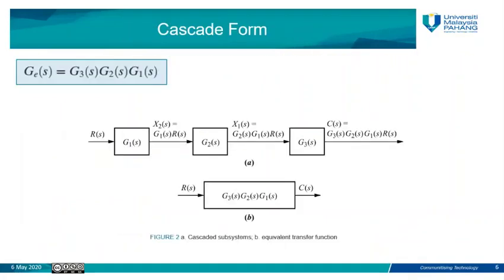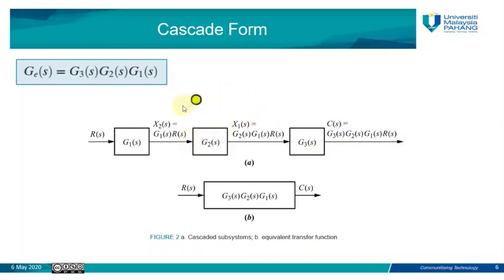This is the first one, which is cascade form. And the cascade form here means we have multiple subsystems which are connected in series, so in cascade. So the first transfer function is for the first subsystem, the second for the second subsystem, the third for the third subsystem. So we have three transfer functions, and the output of the first transfer function represents the input for the second, and the output of the second represents the input for the third, and so on.